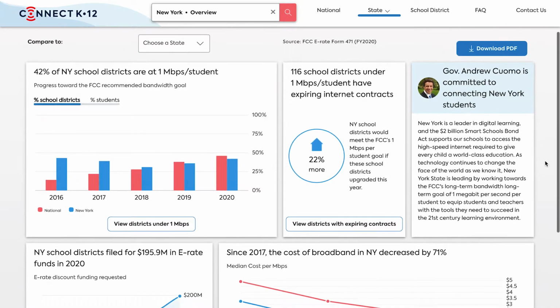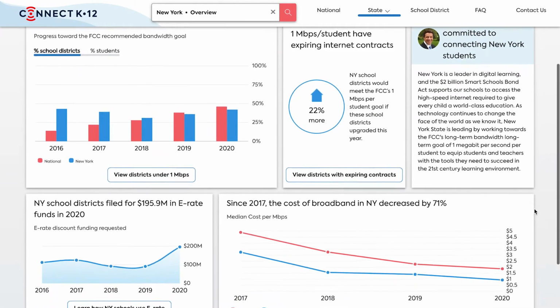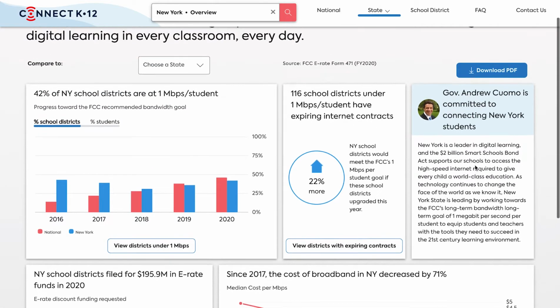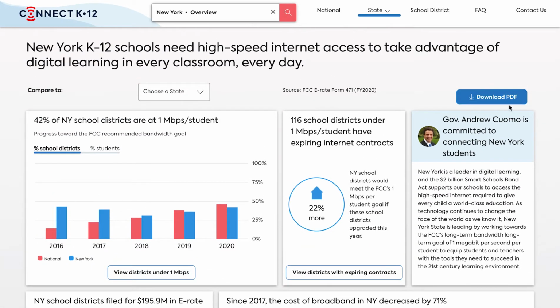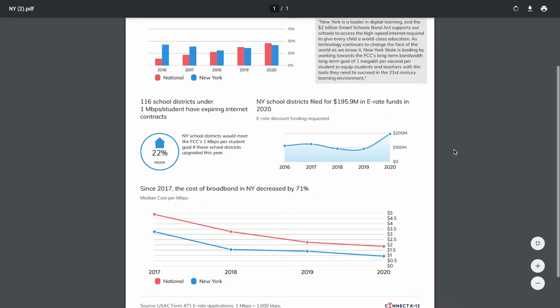Some states have a quote from their governor committing to better broadband in their schools. And there's cost trends as well as E-rate funding trends at the bottom. This page is downloadable by clicking this button right here. It's pre-formatted for printing as a great takeaway for your conversations about your school broadband.